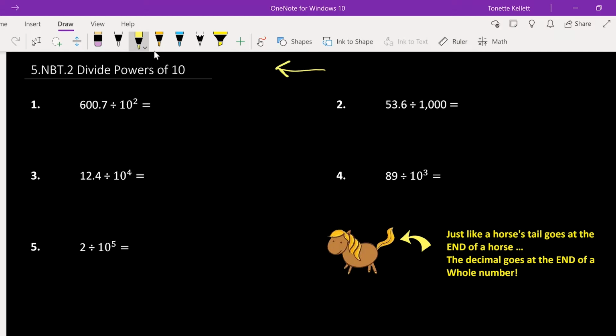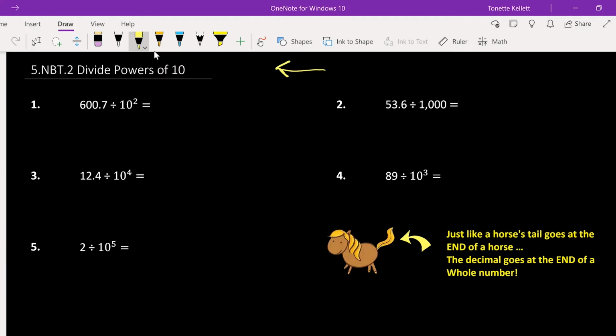A reminder, the horse is still at the bottom of this video because just like the horse's tail goes at the end of the horse, the decimal goes at the end of the whole number. And we'll have a couple of those that will work with the whole number. And the horse is there to remind us where to put the decimal.